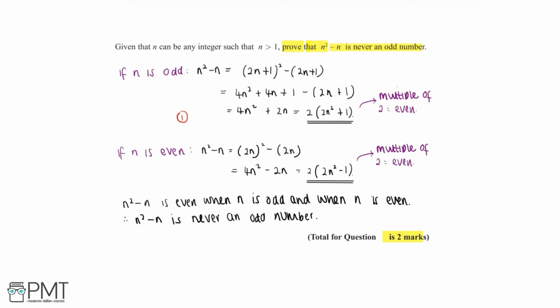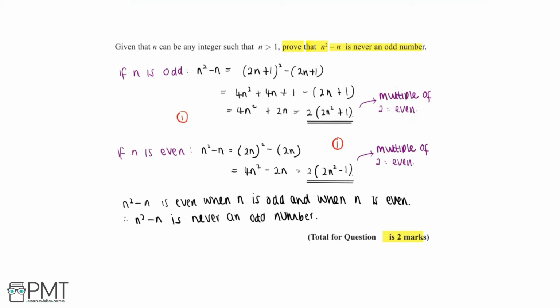And then we get the 2nd mark for factorising the expressions that we get. And so when n is odd, when we factorise the 2 out, we find that n squared minus n is 2 multiplied by 2n squared plus 1. And if n is even, when we factorise the 2 out, we'll find that n squared minus n is equal to 2 multiplied by 2n squared minus 1.